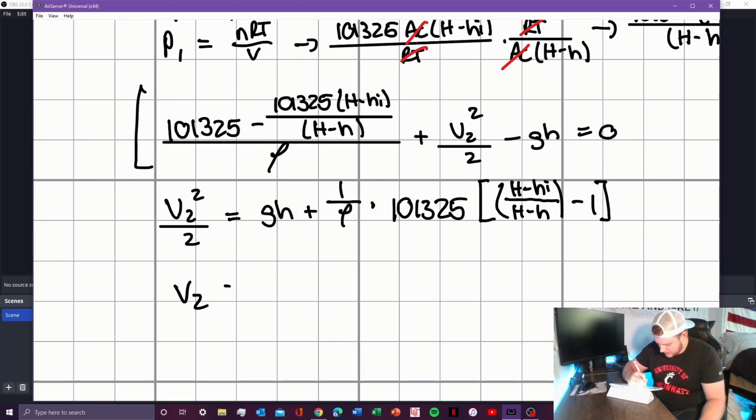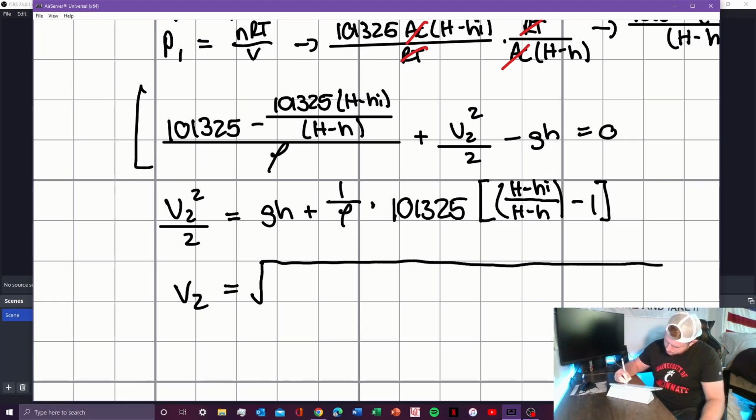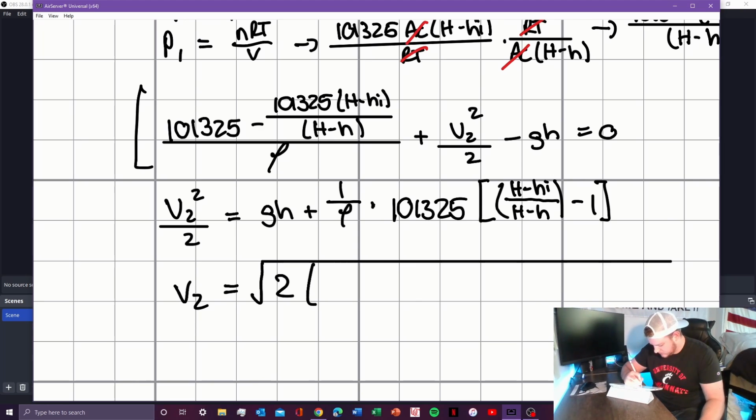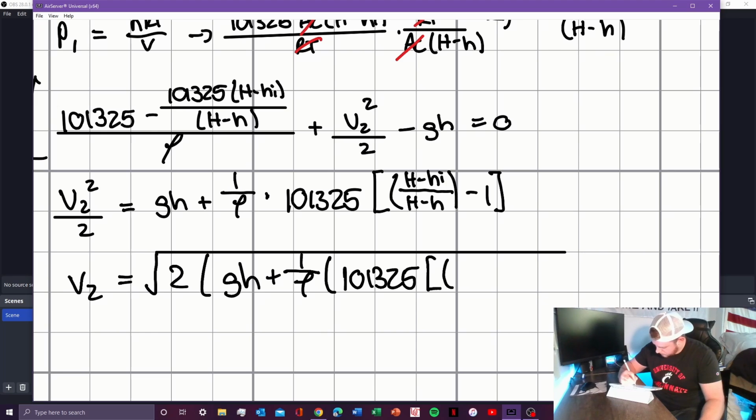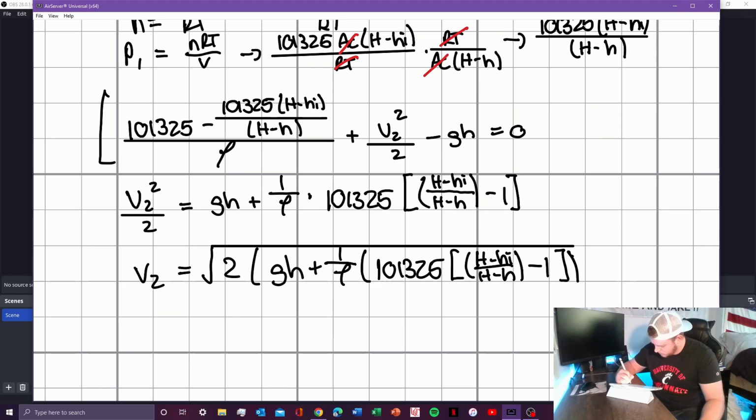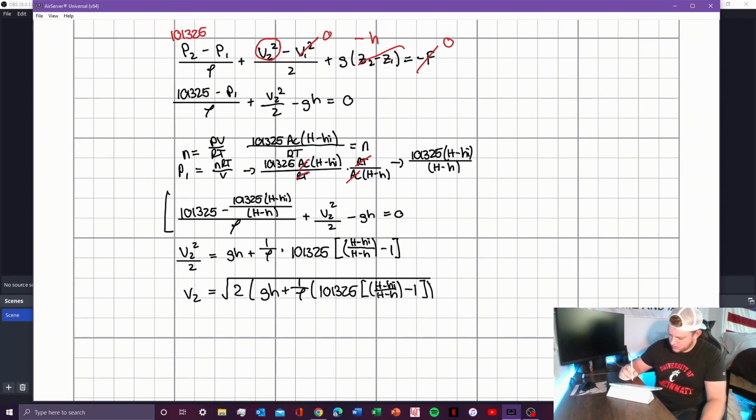So velocity on the outside of the tank would be equal to the square root of 2 times everything inside, which is GH plus 1 over the density, multiplied by 101,325 times (H minus H initial) over (H minus H) minus 1. Close that. And that is what we needed to know.